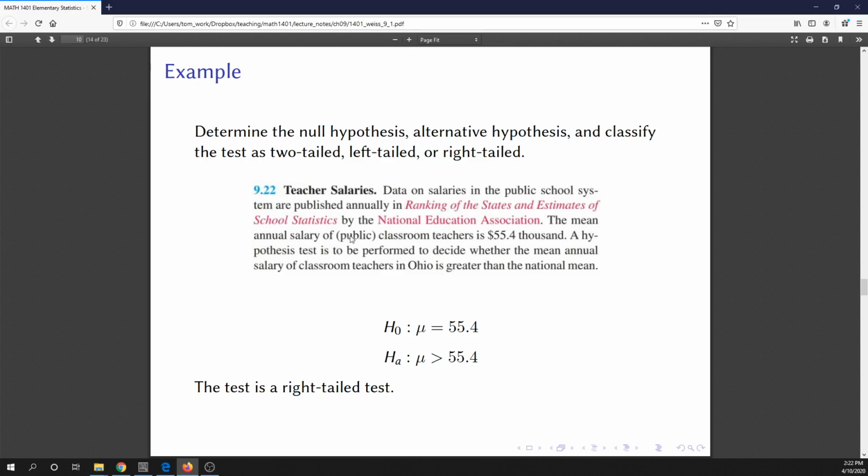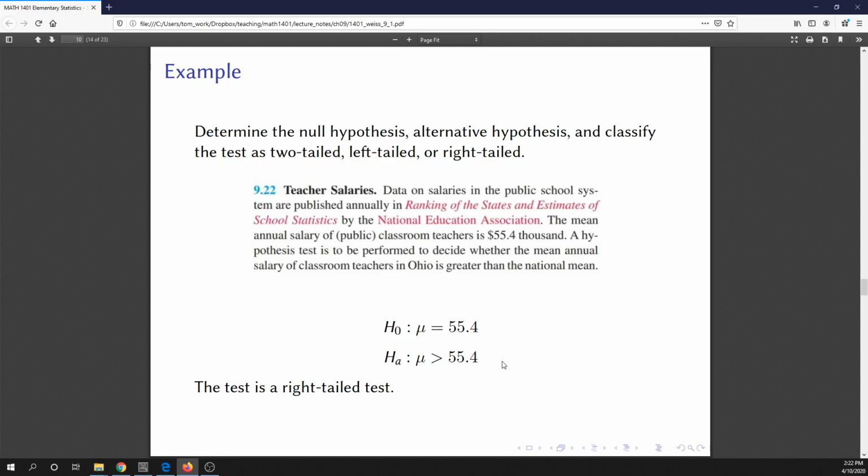Here they say the mean annual salary of public classroom teachers is $55.4 thousand. So our alternative hypothesis is going to be that the mean is greater than 55.4. Remember, that is one of the three forms that we talked about in the basics of hypothesis testing video.